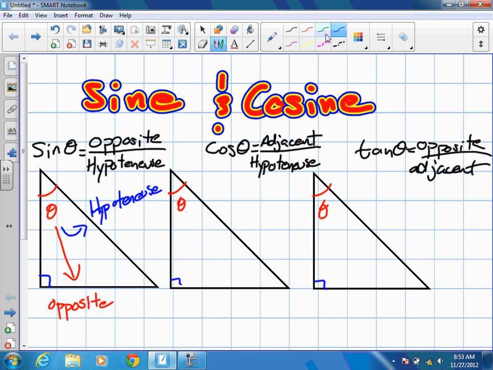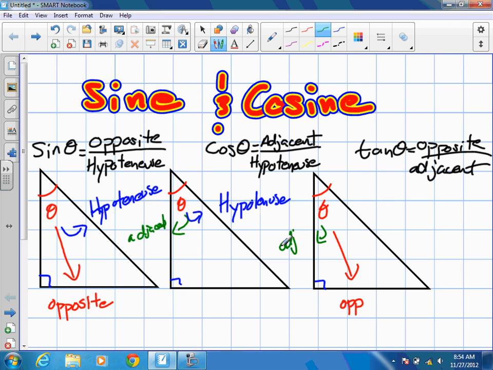In our cosine, the adjacent side is the side touching the triangle. It's the side touching the angle that's not the hypotenuse. And then obviously the hypotenuse has not changed. So cosine theta, that angle, is equal to the adjacent side divided by the hypotenuse. And finally, just to go over it one last time so that you guys know, tangent is opposite, and we'll just kind of put that in short form, over adjacent, which you guys have already experienced.